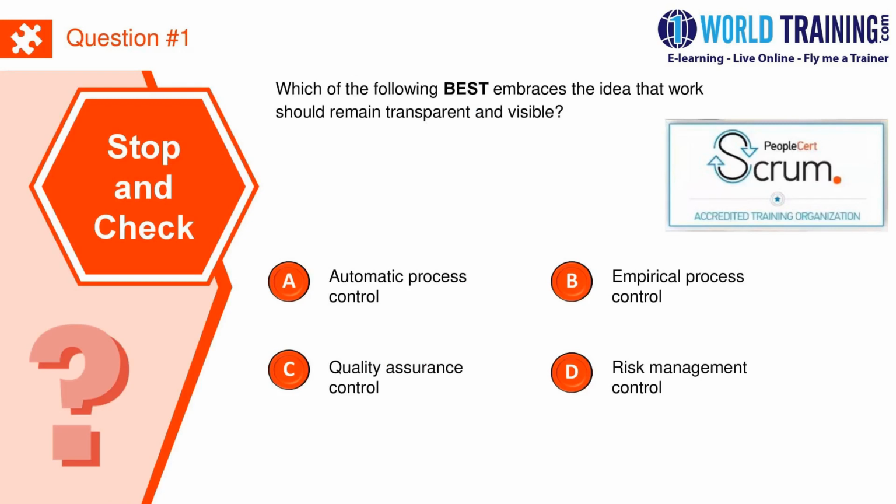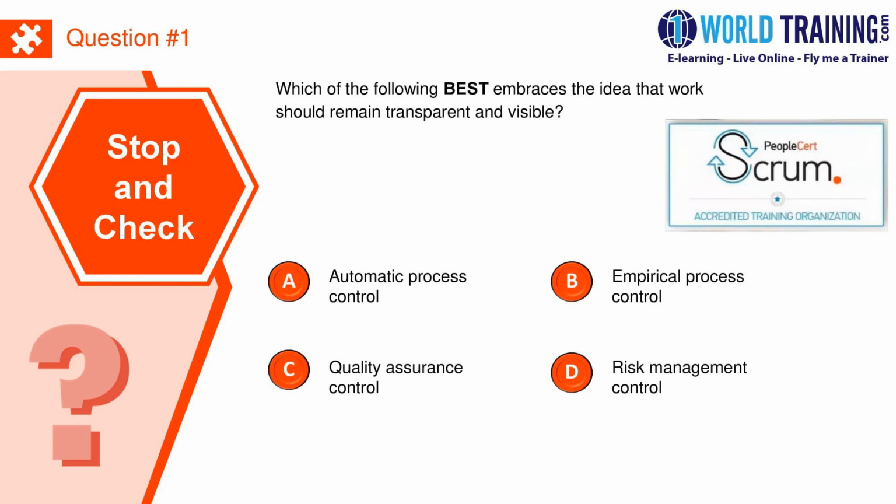Question 1 asks, which of the following best embraces the idea that the work should remain transparent and visible? So let's try to see. The most important thing is the idea that work should remain transparent and visible. So we should think about it from the perspective of Scrum values. The options are automatic process control, empirical process control, quality assurance control, and risk management control.